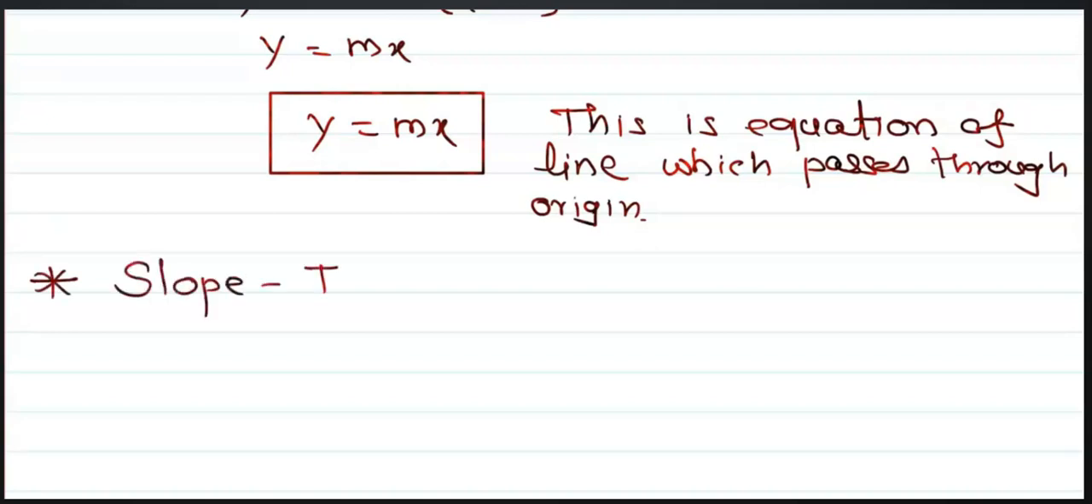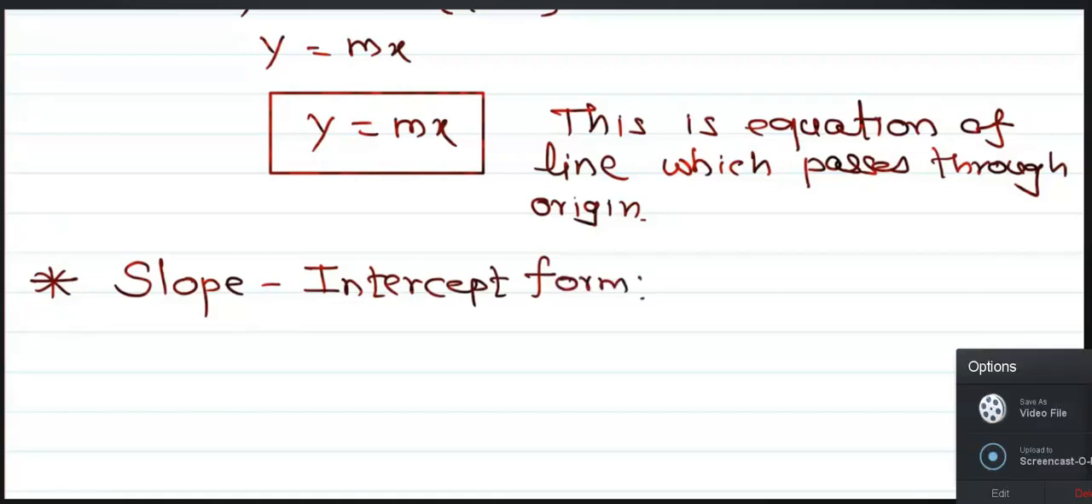Now next, slope-intercept form. Always the name of this form is very important. In this form, we will see the slope and the intercept. What is the slope-intercept form of a line? That is y is equal to mx plus c. This is the equation of the line in the slope-intercept form.